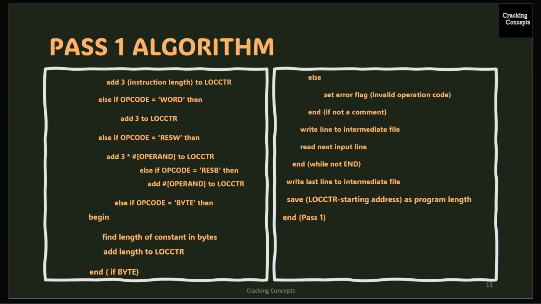Else, if the opcode is byte, it will take the length of the constant in bytes and that length is added to the location counter. If any invalid opcode is found, it will be marked with an error flag. All these data are written in parallel to the intermediate file. This is repeated until the opcode is end, and the last line is written to the intermediate file. Finally, we calculate the length of the program by subtracting the starting address from the location counter. And that marks the end of pass 1.